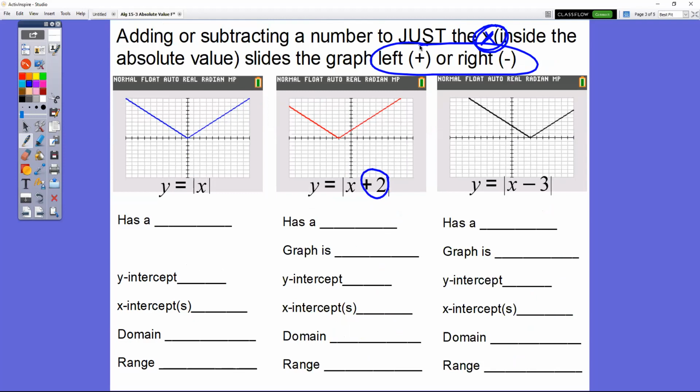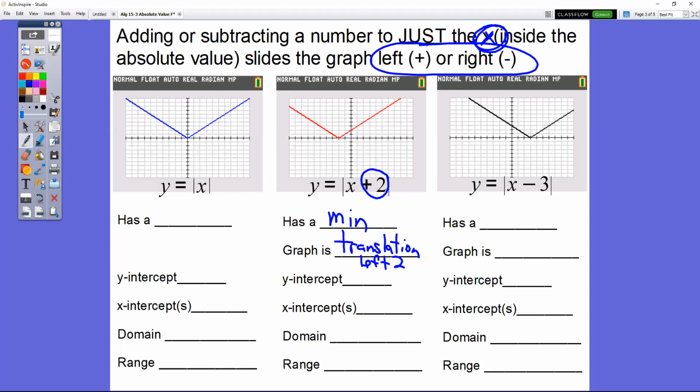Let's just take a look at the middle column. You've already written this twice. So looking at the middle one, the red one, does it have a min or a max? It has a min still. The graph is a translation. And notice that we're sliding to the left. So we're going left 2.